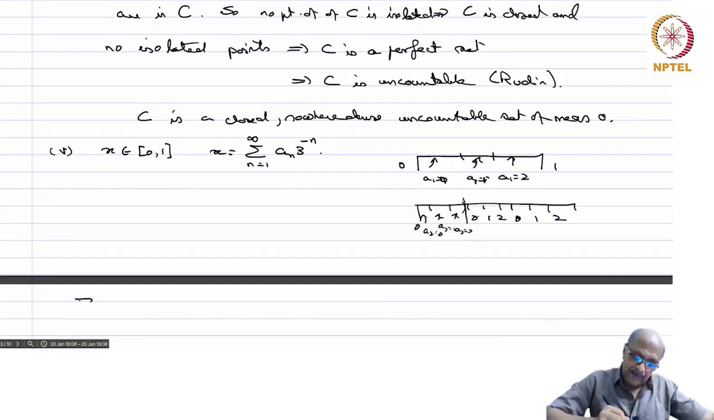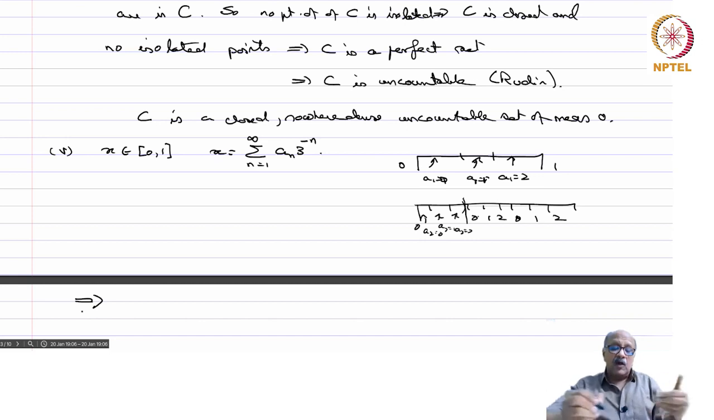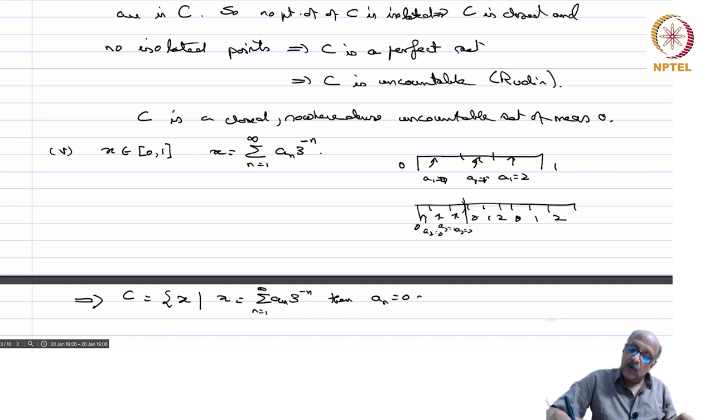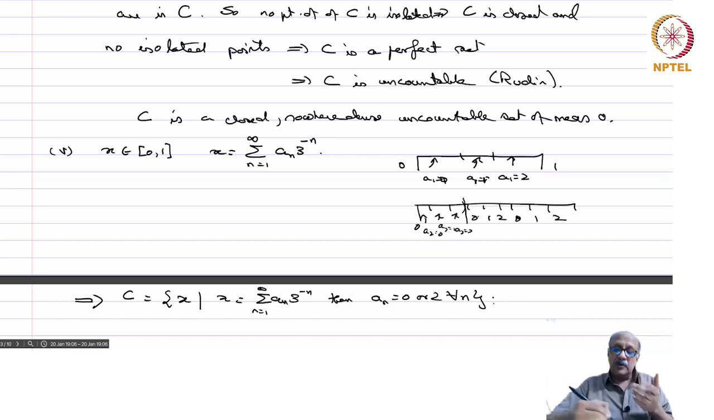So what does this imply? We have removed all the middle thirds to get C. So C equals the set of all x such that if you write x equals the sum from n equals 1 to infinity of a_n 3^(-n), then a_n equals 0 or 2 for all n. So it doesn't have any a_n equal to 1.